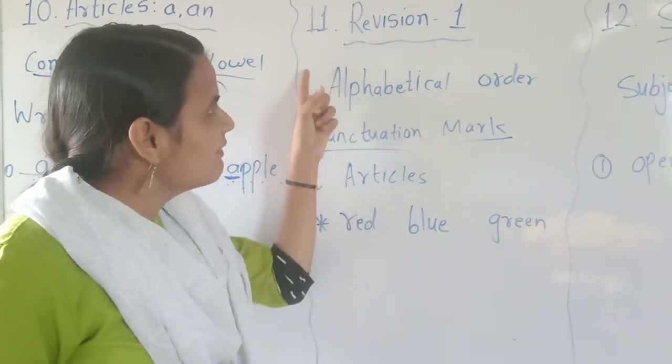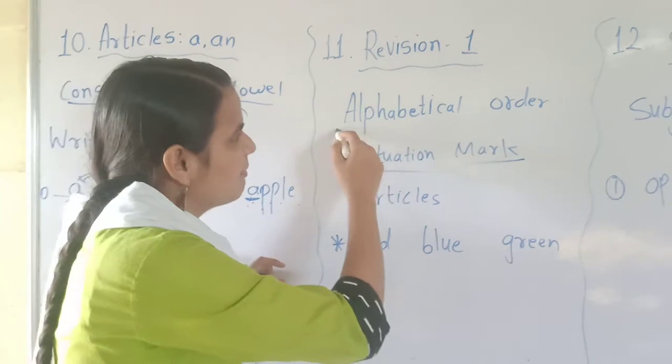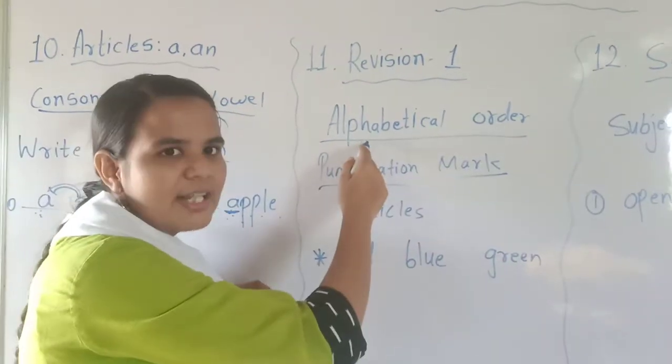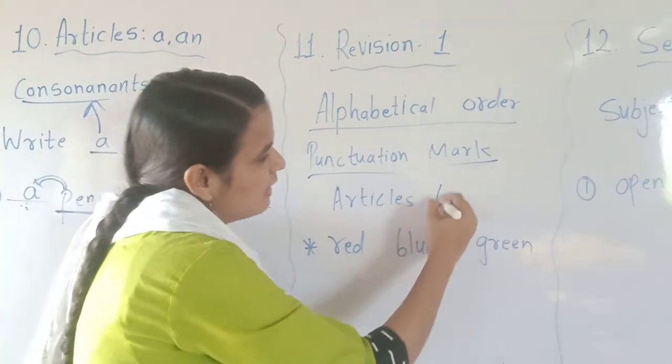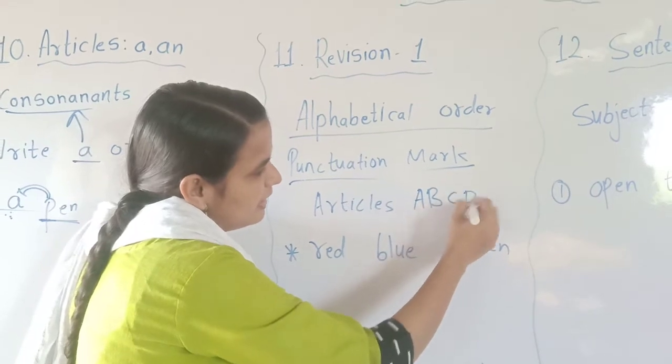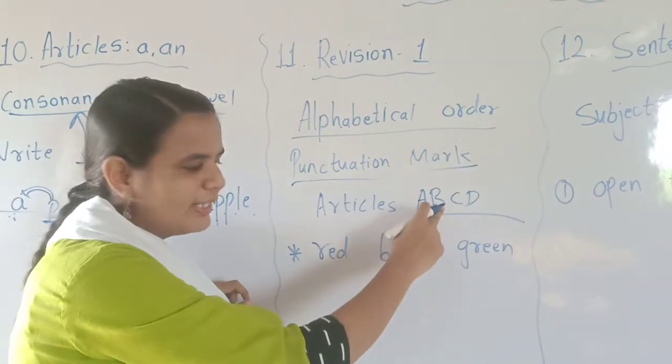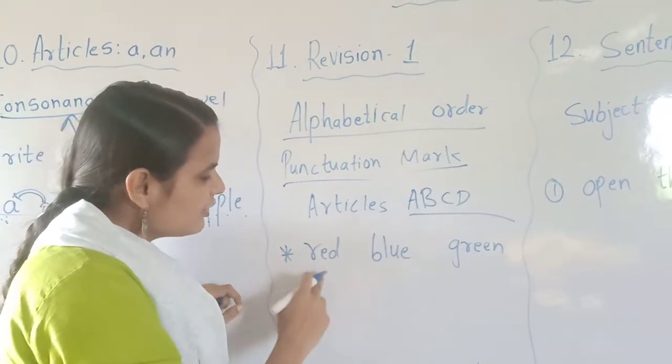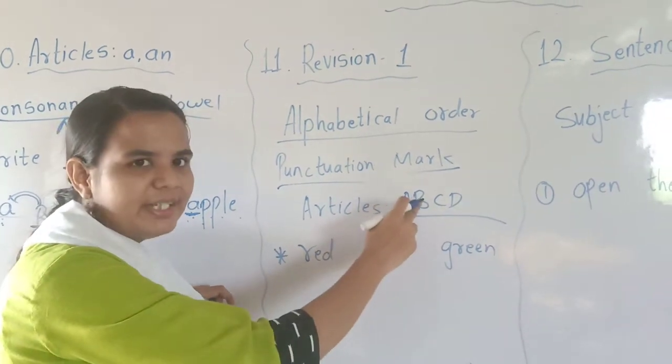So in this lesson number 11 we are going to see about the alphabetical order. So what is alphabetical order? We know ABCD, like A, B, C, D. So this order is called alphabetical order. So we have to arrange the words in the alphabetical order.